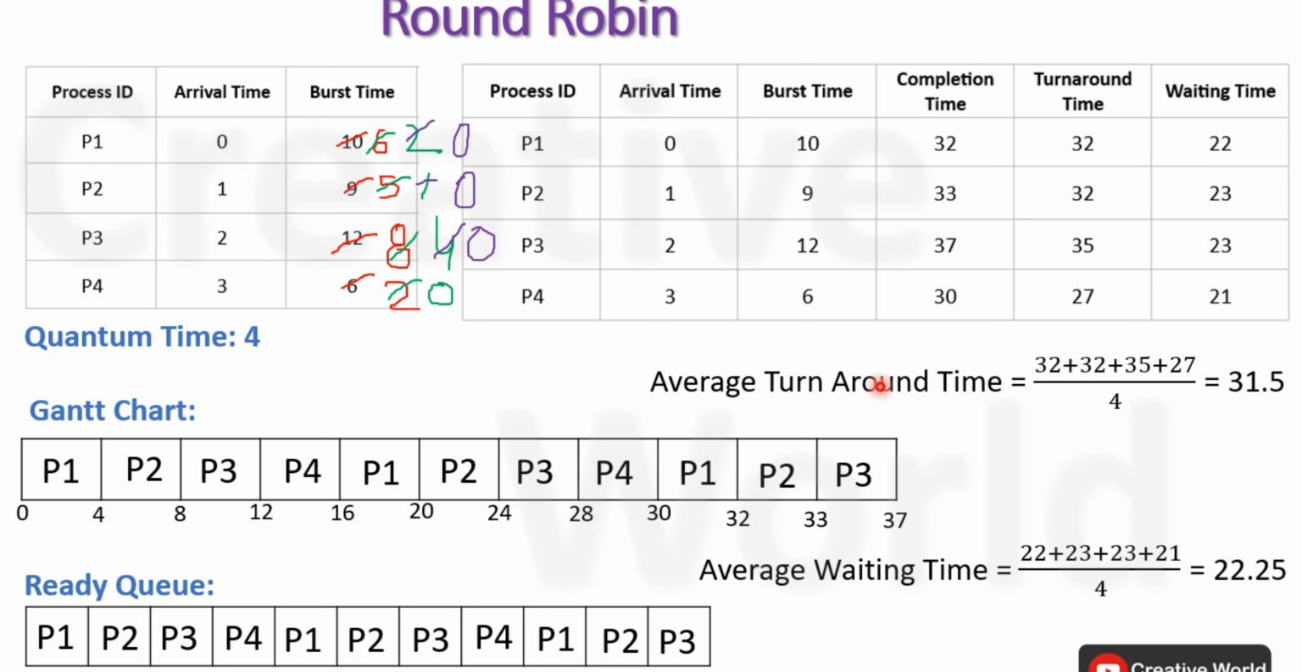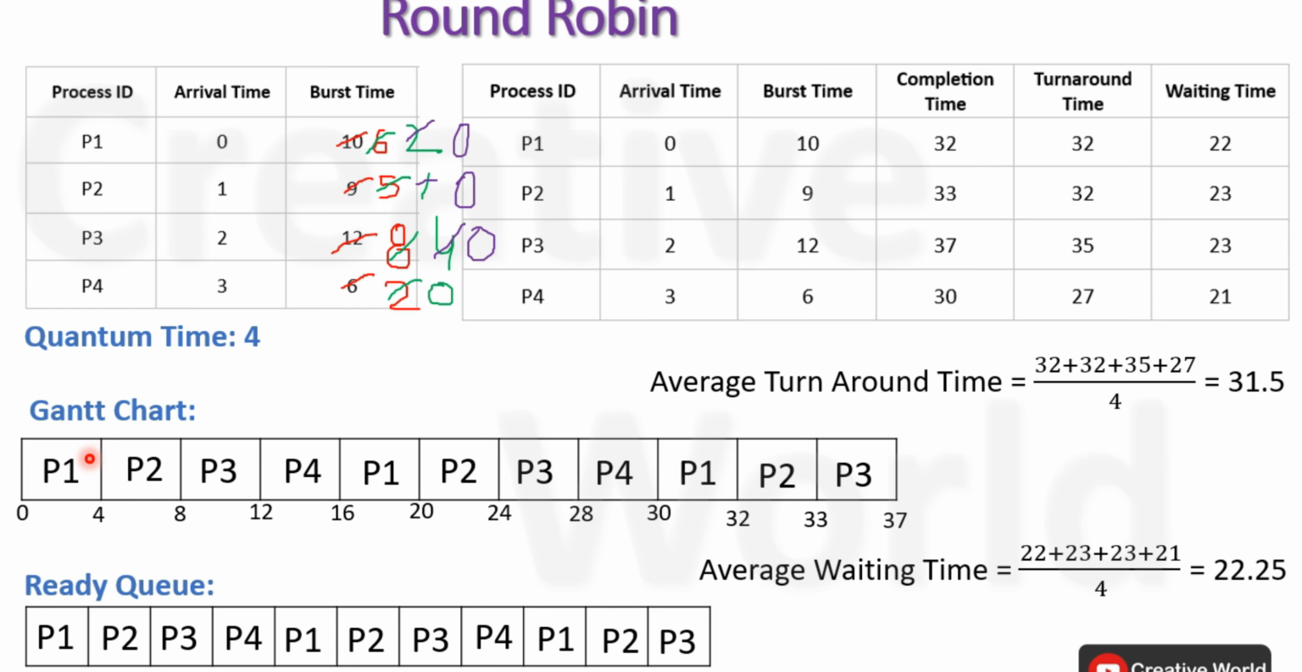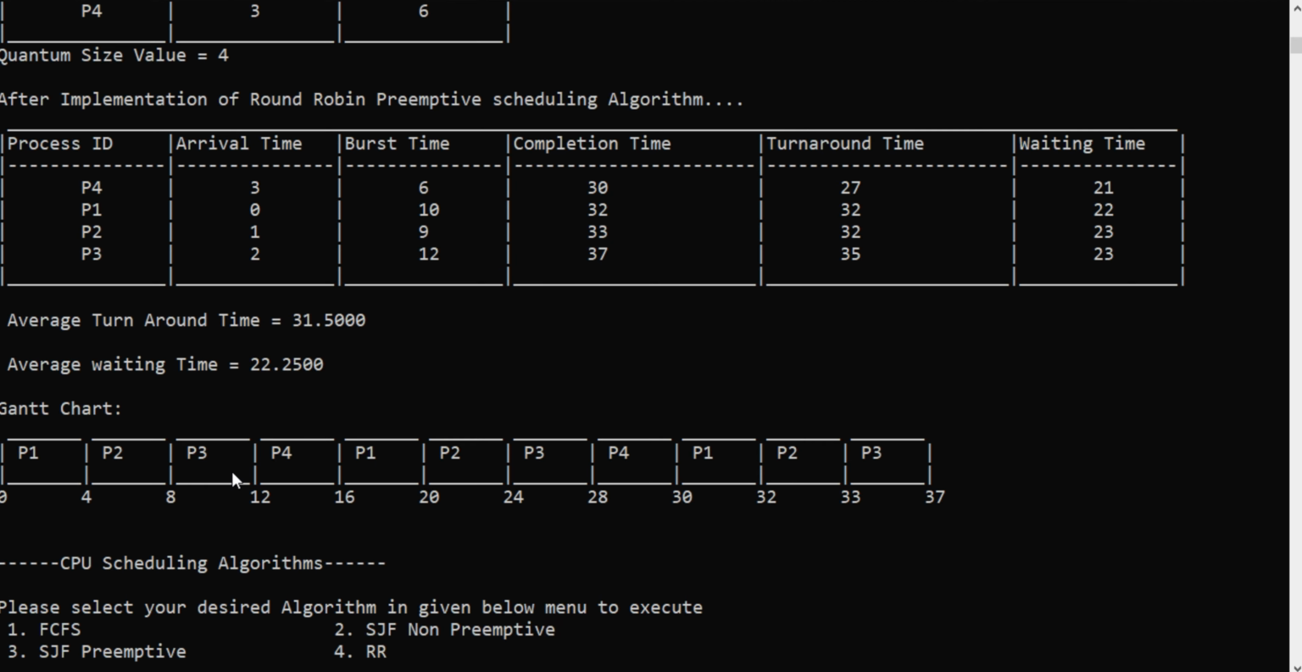Okay, after that we can also confirm average turnaround time and average waiting time, that is 31.5 and 22.25 respectively. We can also confirm Gantt chart. You may pause the video and confirm Gantt chart which we have developed and which is developed by the program. Both will be same. Here is the Gantt chart developed by the program.